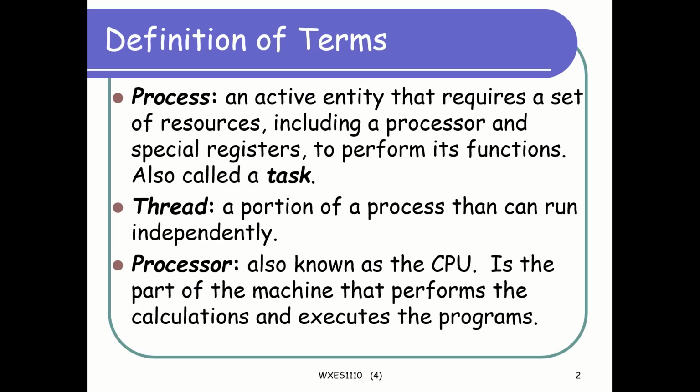So you have a Microsoft Word program, or any other web server program, you want to execute a software on it. This is called a process. And a thread is a portion of a process that can run independently. So a thread is a unit of a process. One process can have many threads or only one thread.